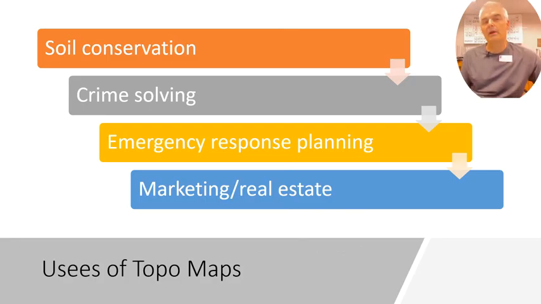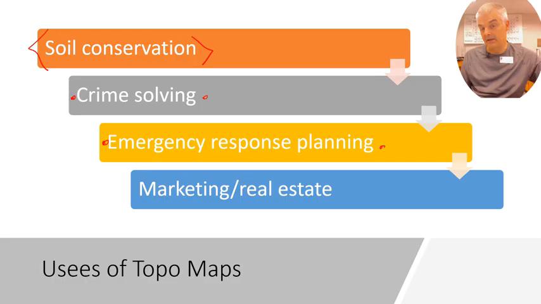What are they used for? Hey, soil conservation. Remember in our previous units, we've been learning about what soil is, but soil moves downstream, right, through streams. And if you know the slope of the land, you can figure out where it's going. Also used in crime solving. Really? Yeah, because it helps you to find things. You can know where things are.